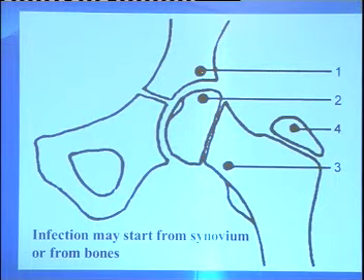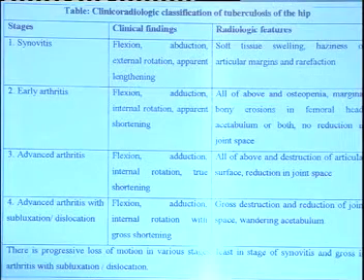Tuberculosis in the hip joint may start anywhere. For that matter, any articular tuberculosis can start anywhere, in the synovium or the bones. In the hip joint, it can start in the acetabulum, femoral head, greater trochanter, and Babcock's triangle.